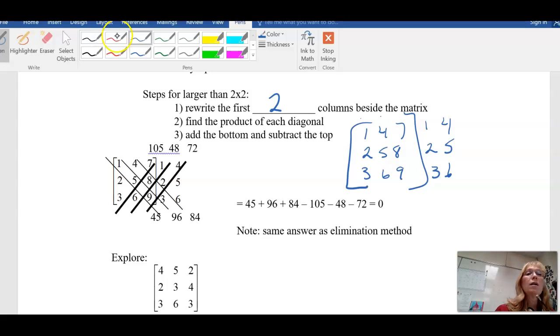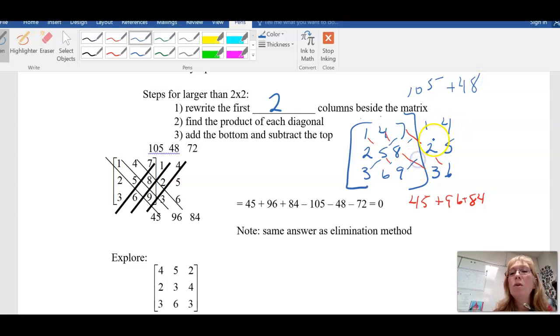Now we actually do the diagonals. So we take 1 times 5 times 9, which is 45, plus, I didn't write this very well, 4 times 8 times 3, which is 96, plus 7 times 2, so 14 times 6, which is 84. All right, now we do the same thing going up. So we take 15 times 7, which is 105, 6 times 8 times 1, 48, and then 9 times 2, 18 times 4, 72.